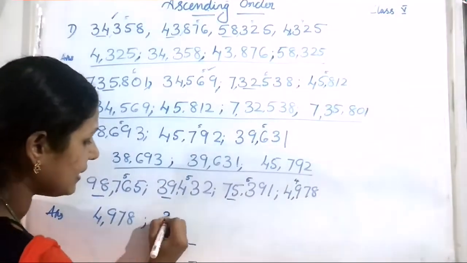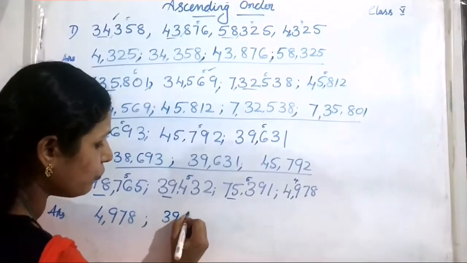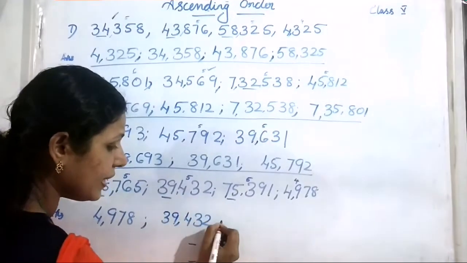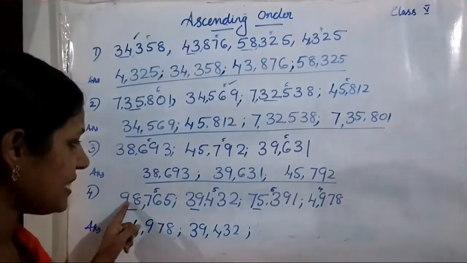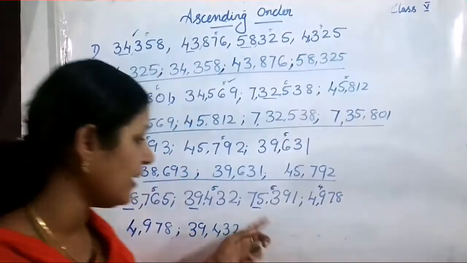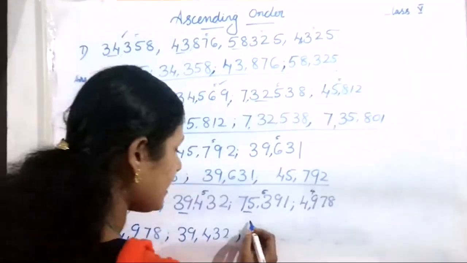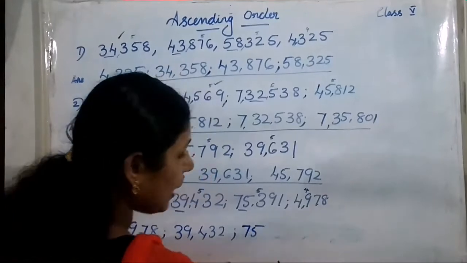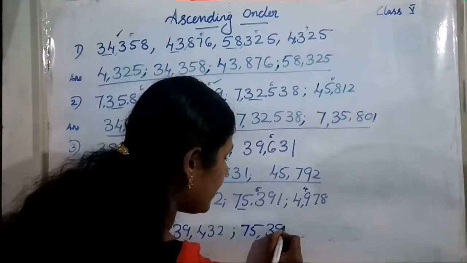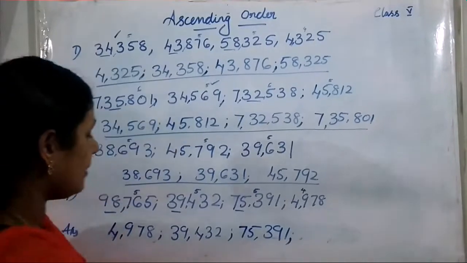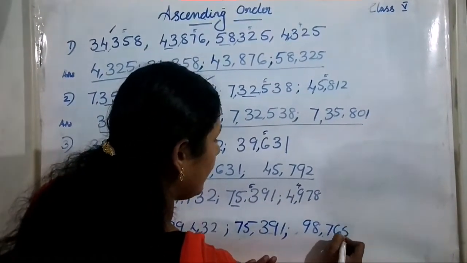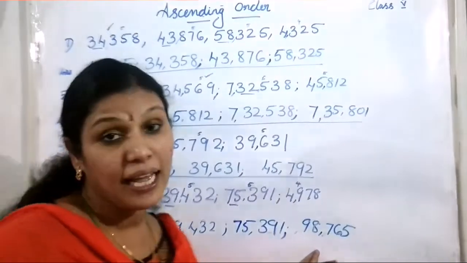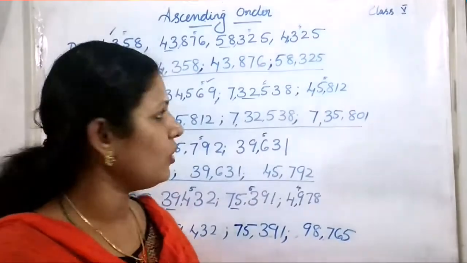That is 39,432 in the second place. Understood? Then comparing this 98 and 75, which is the smaller one? 75 is the smaller one. So we write 75,391 in the third place. Okay. Then the last place we write 98,765. Okay.